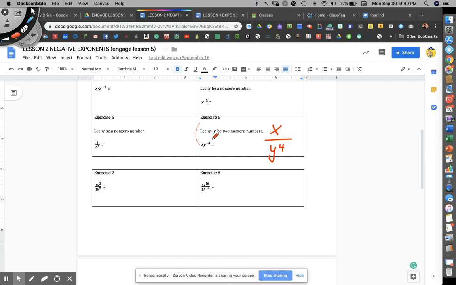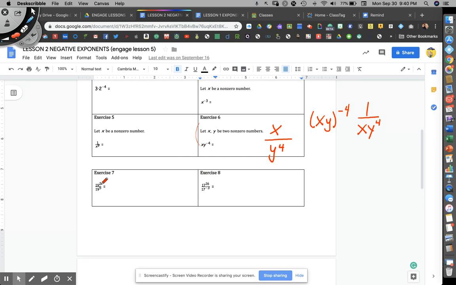Now, the reason it's not 1 over xy is because the negative exponent is only attached to the y. In order for it to be attached to the x, there would have been parentheses. This here would have got this as an answer. Okay? But since there were no parentheses, the x is positive. It was the y that was negative. All right, now let's try these.